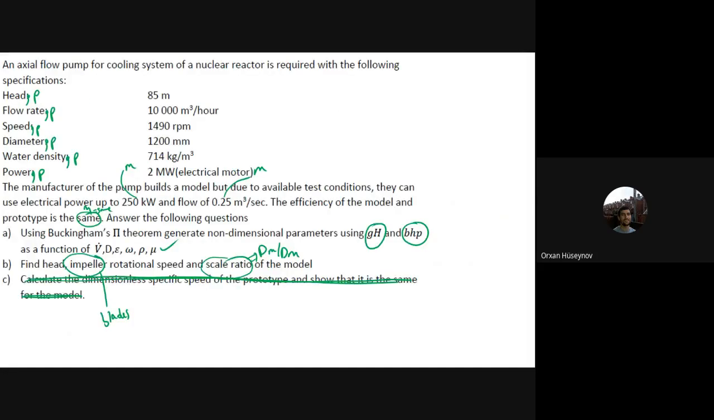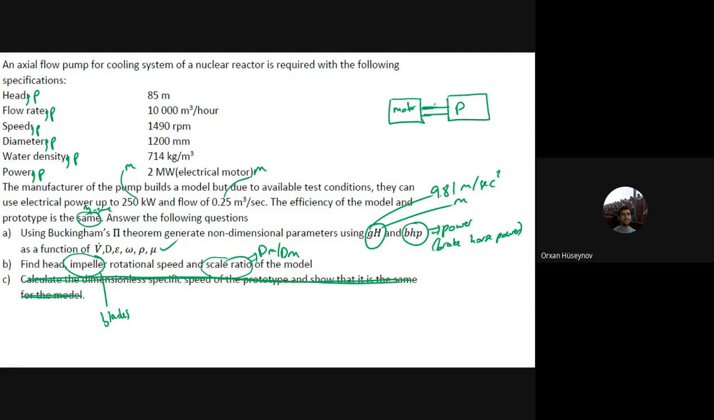The first step: GH, where g is gravitational acceleration, 9.81 meters per second squared, and h is in meters. And BHP is power, meaning brake horsepower. If you have a pump, that pump uses some electric power, supplied by the motor. The pump is connected to a motor with a shaft: this one is the shaft, this one is the motor, and this one is the pump.